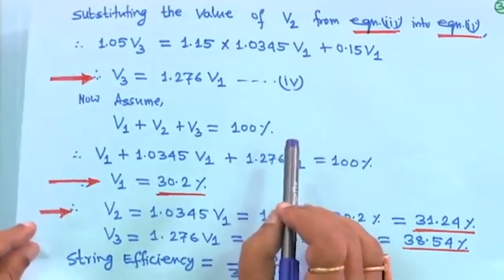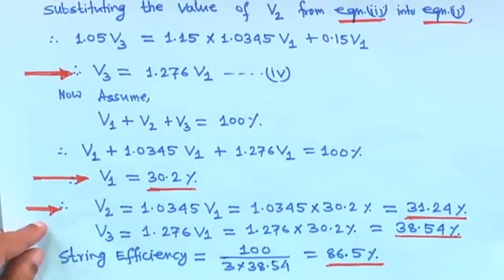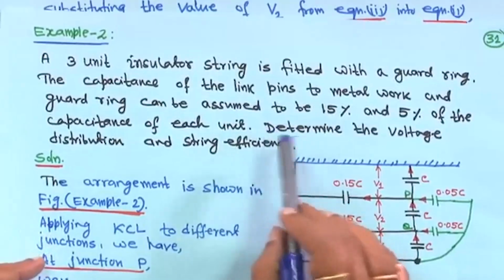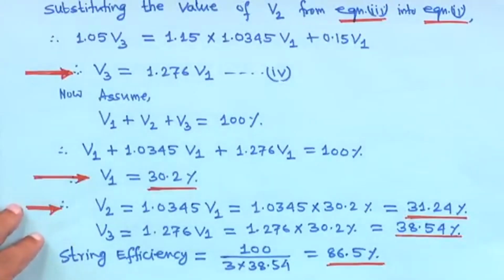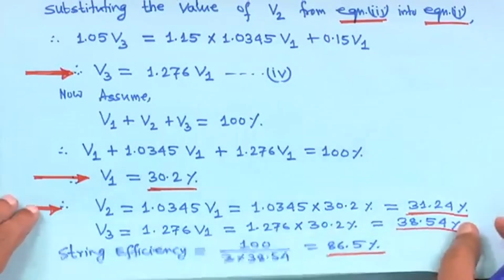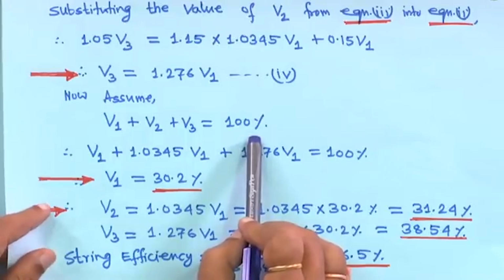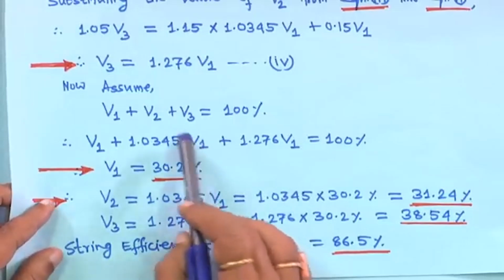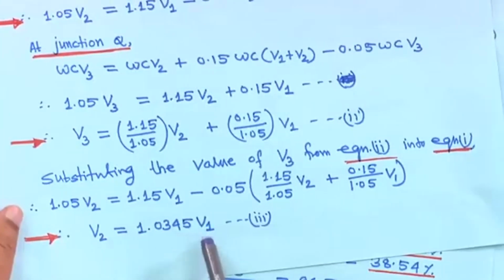Now, in this problem the voltage is not mentioned, whether it is 66 or 132 or 220 kV, nothing is mentioned. So, what we will do, we will assume that we find the distribution in terms of percentage of voltage. We assume that V1 plus V2 plus V3 is equal to 100%. That means V2 and V3, which we have got in terms of V1, we substitute here.